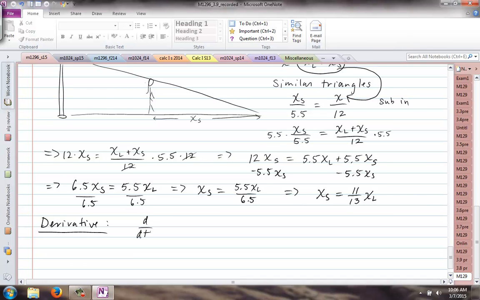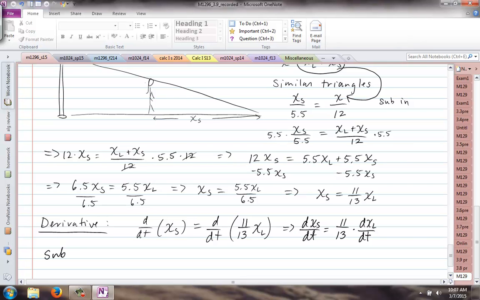Taking the derivative with respect to t on both sides, both x sub s and x sub l depend on time. This derivative step is actually going to be really easy. On the left hand side, we're going to have dx sub s over dt. On the right hand side we have just a constant that we can pull out, and then we're going to have this times dx sub l over dt. So finally, we're on the last step here. We're going to sub in and solve.